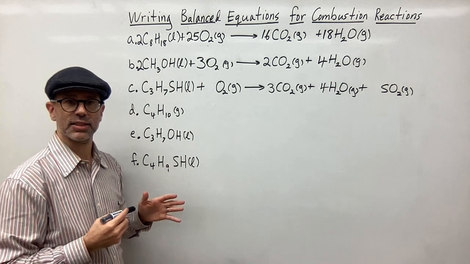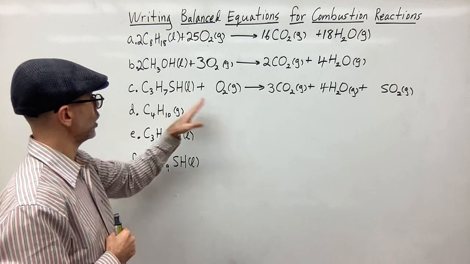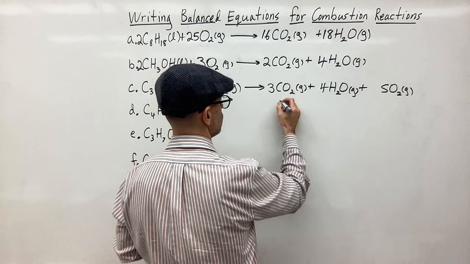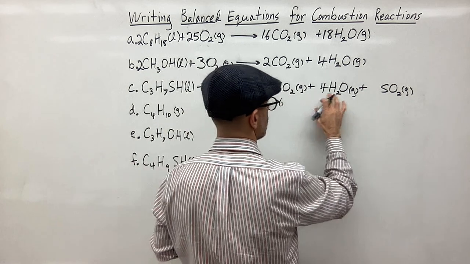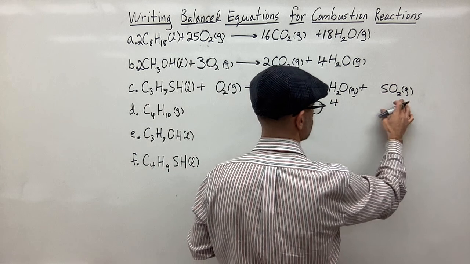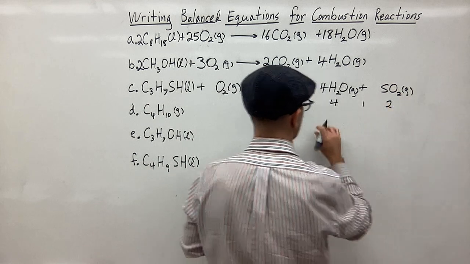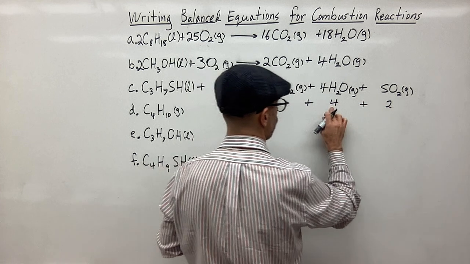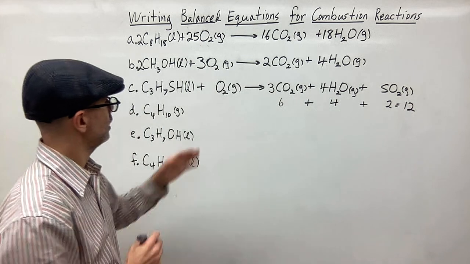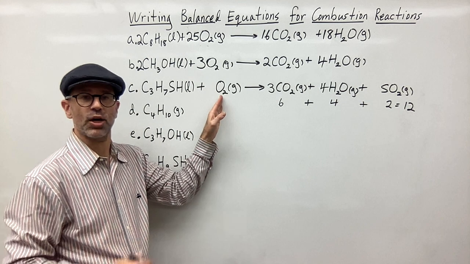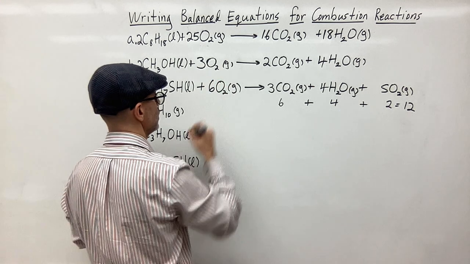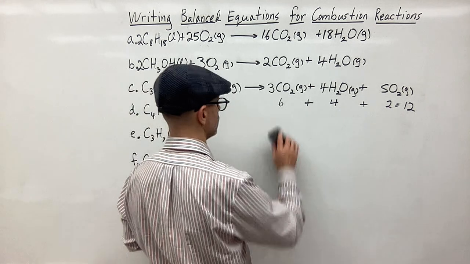Now everything's balanced except for the oxygen. So again, here I have 2 oxygens. And here I have 3 times 2 gives me 6. 4 times 1 gives me 4. And 1 times 2 gives me 2. So I have 6 plus 4 plus 2. That gives me 12 total oxygens on that side. I have 2 over here, but I want 12. So what times 2 gives me 12? 6. So I'm going to put a 6 coefficient. And now I have balanced my oxygen.